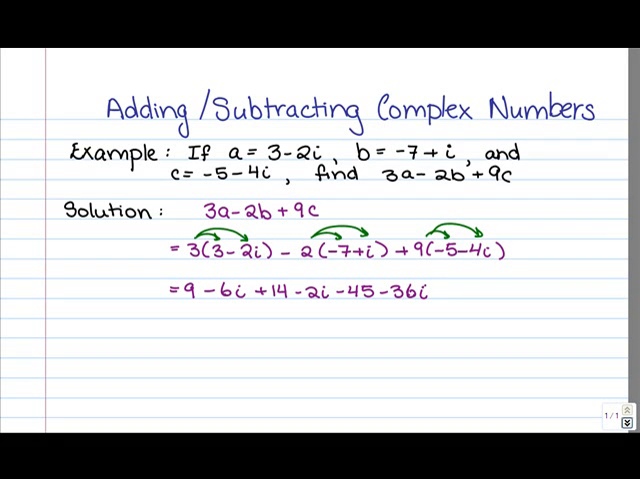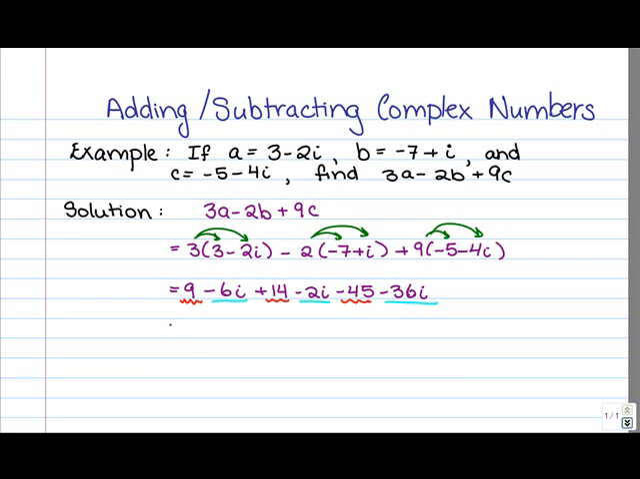So now our next step, in order to actually simplify this, is to group like terms. And here, like terms are real terms and imaginary terms. So those are the two different sets. So let's just go ahead and underline in different colors the real terms and the imaginary terms so we can keep them straight. So right now, let me just underline in red the real terms, so the 9, the 14, and the negative 45. And in another color, so let's choose blue here, let me underline the imaginary terms, so negative 6i, negative 2i, and negative 36i.